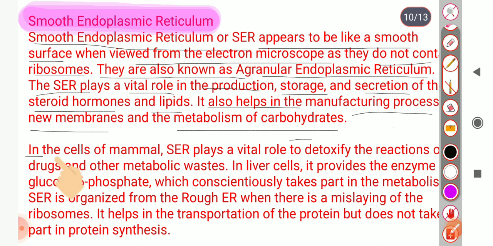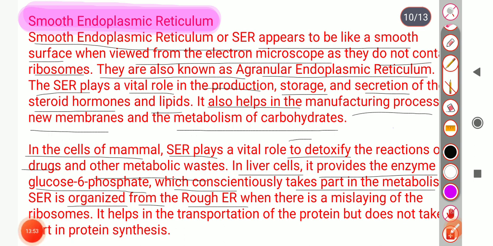In the cells of mammals, the smooth endoplasmic reticulum plays a vital role in detoxifying the reaction of drugs and other metabolic wastes. In the liver cell, it provides the enzyme glucose 6 phosphatase, which continuously takes part in metabolism. Smooth endoplasmic reticulum is an organized form of rough endoplasmic reticulum when there is misalignment of the ribosomes. It helps in the transportation of proteins but does not take part in protein synthesis. Means a smooth endoplasmic reticulum does not take part in synthesis of protein. It helps only in the transportation of protein.